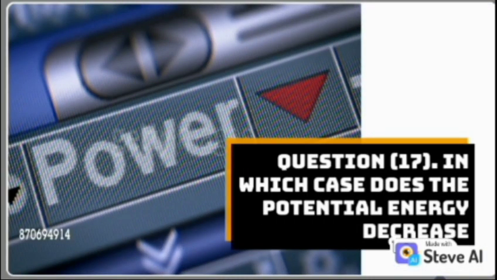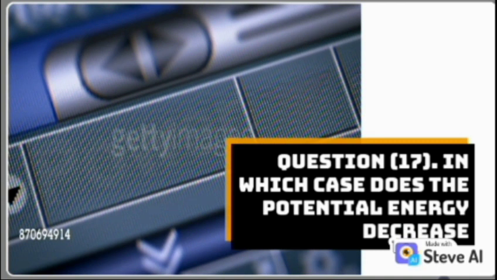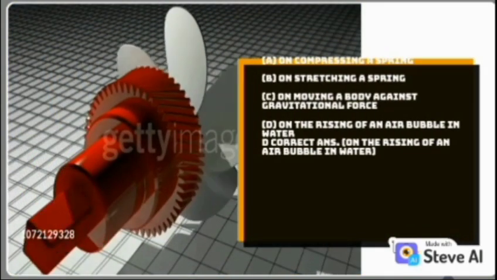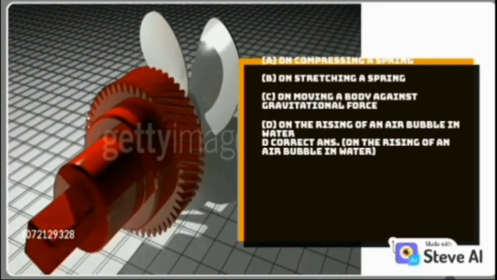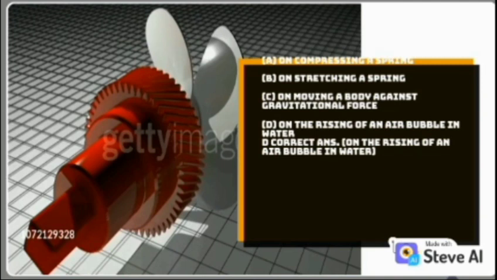Question 17. In which case does the potential energy decrease? A. On compressing a spring. B. On stretching a spring. C. On moving a body against gravitational force. D. On the rising of an air bubble in water. Correct answer: on the rising of an air bubble in water.